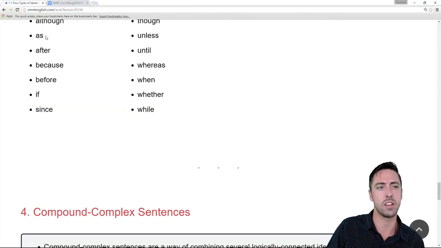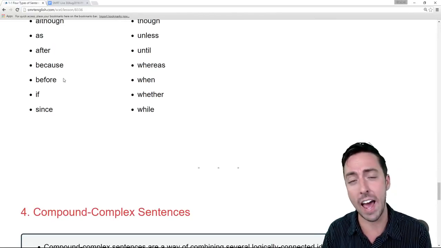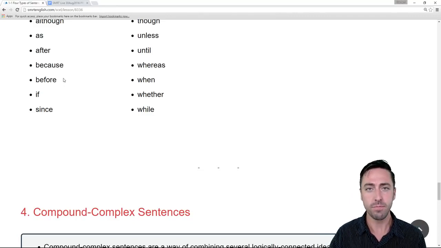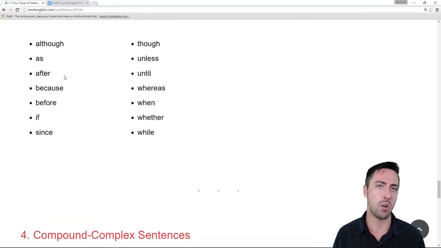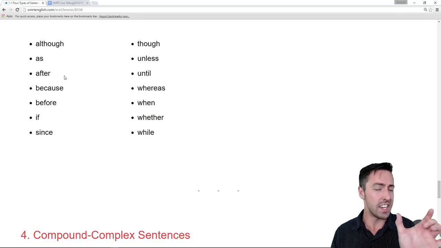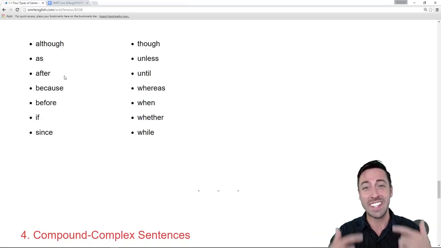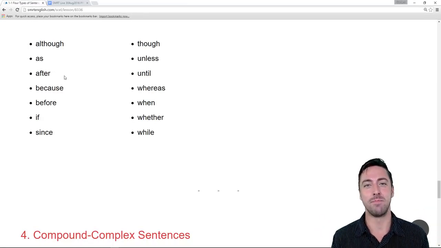We can use other words too, such as after, because, before. Before and after are two of the most common words. We use them to show relationship of time. And an easy way to think about this is a routine in the morning. You could say, I brush my teeth after I wake up. I brush my teeth is an independent clause. It can be alone. I brush my teeth. It's a good thing. Smiling teeth, right?